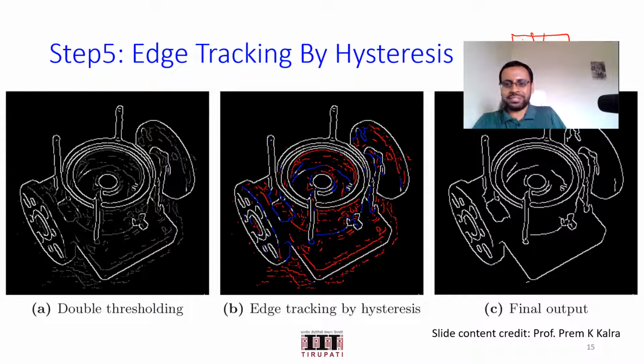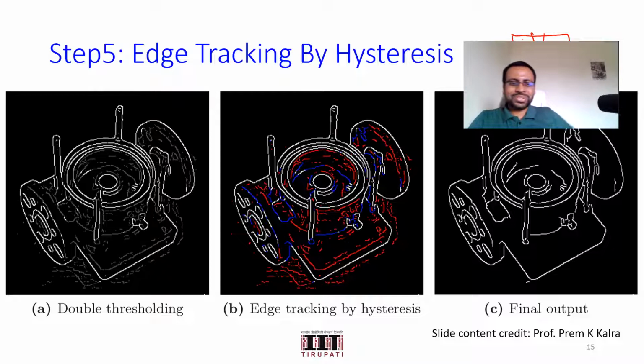So you have a set of weak edges in one image, and you store it. Wherever there is a weak edge, look at its eight neighbors. If any one of those neighbors is a strong edge, make this an edge. Is everyone clear with that? Are there any confusions?